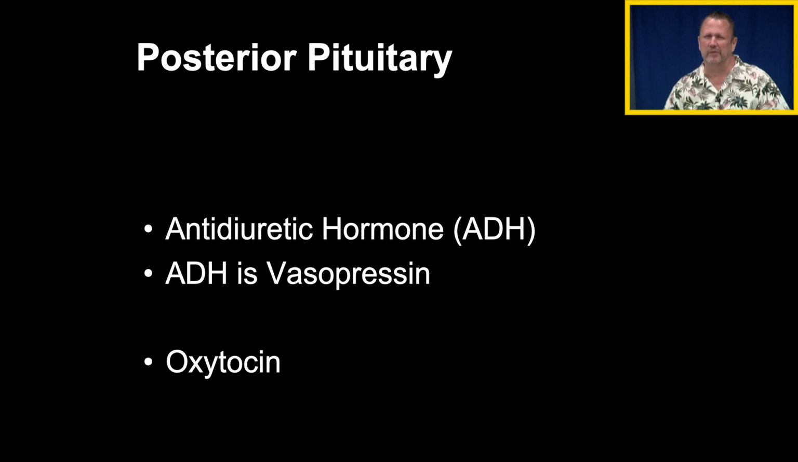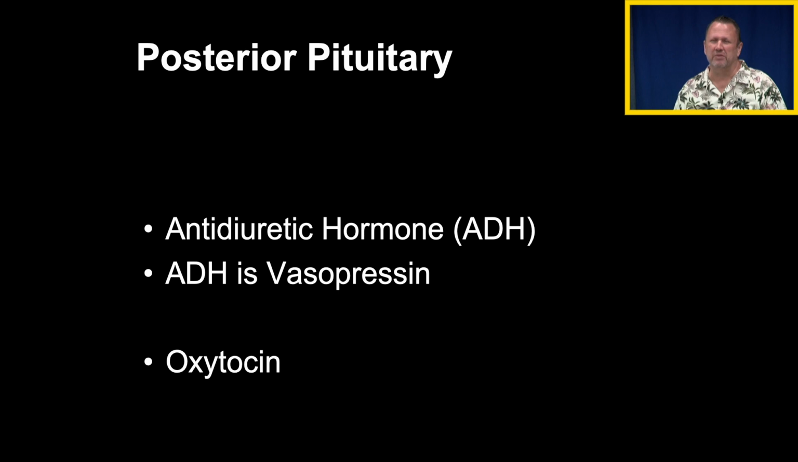What I want you to remember about the posterior pituitary is it makes anti-diuretic hormone, prevent diuresis, anti-diuretic. Antidiuretic hormone is required for your kidneys to retain free water, retain fresh water in the body. By the way, antidiuretic hormone is also called vasopressin, a vasopressor. Not only does it cause us to retain free water, it's also a vasopressor. And so we use vasopressin in the treatment of cardiac arrest.